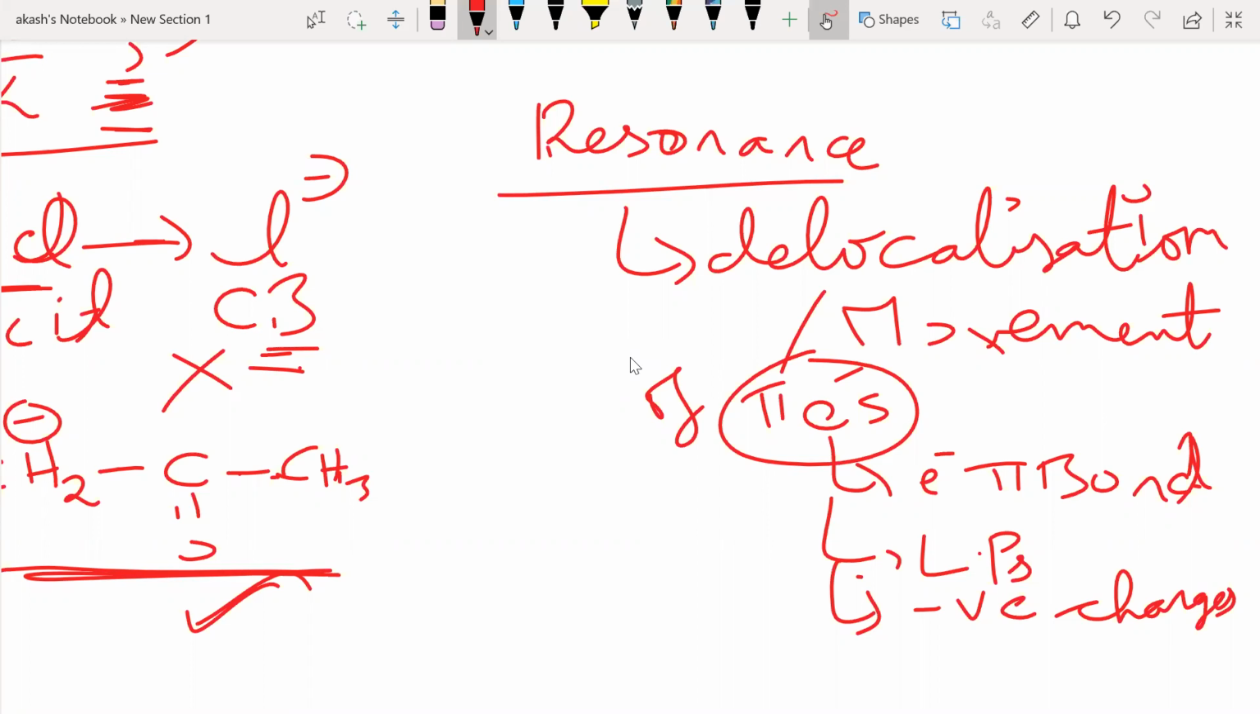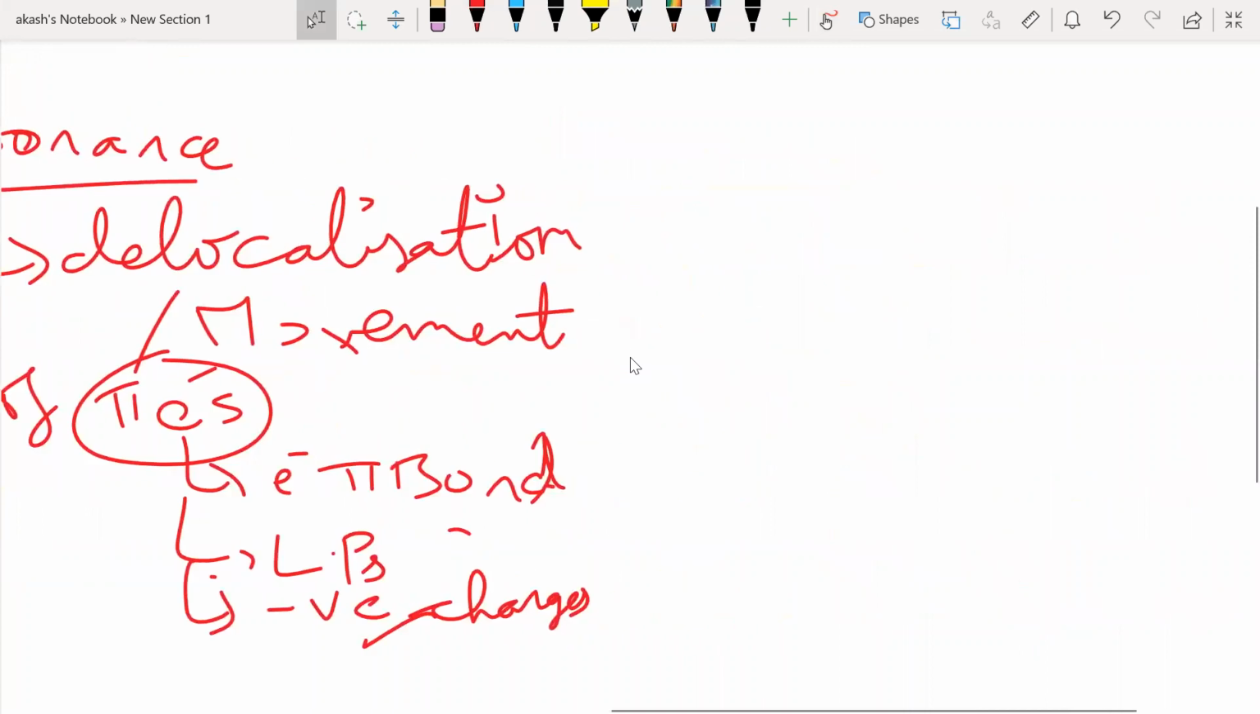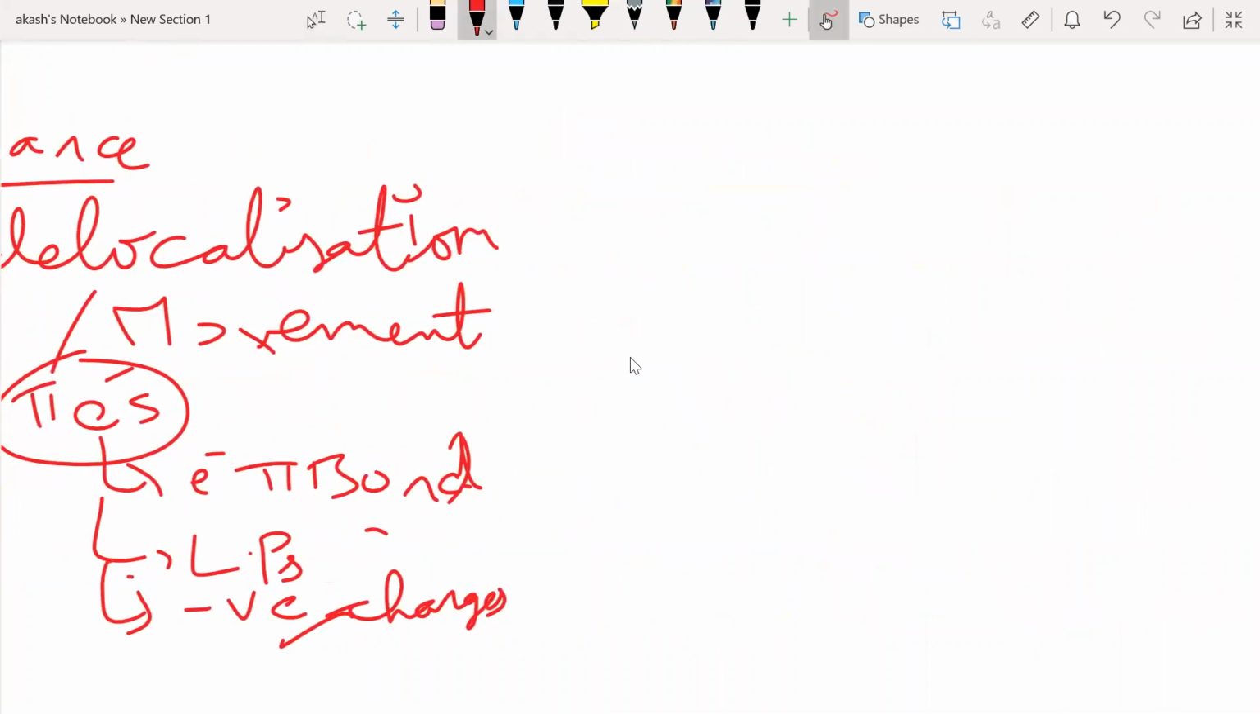Or it can be electrons in the form of lone pairs, or electrons in the form of negative charges. All of these things can move. That's what you need to understand. We'll come back to keto-enol tautomerism a little while later, but let me concentrate on resonance. Now let me take the example of ozone, O3.